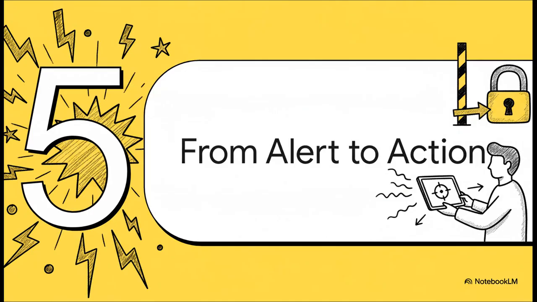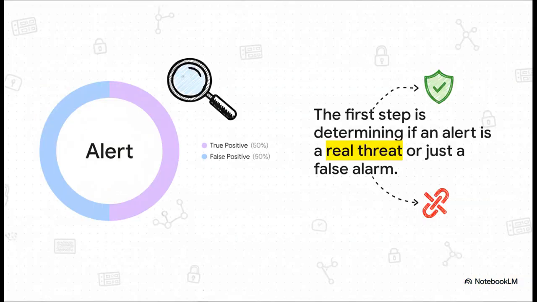Okay, so the SIEM has done its job. It shouted, "Hey, danger, I found something." So what happens next? Well, this is where the human analyst steps back in, moving from a digital alert to a real-world action. The very first thing an analyst has to do is investigate and figure out if the alert is a true positive, meaning it's a real threat, or if it's a false positive, which is just a false alarm. And this initial investigation is absolutely critical.